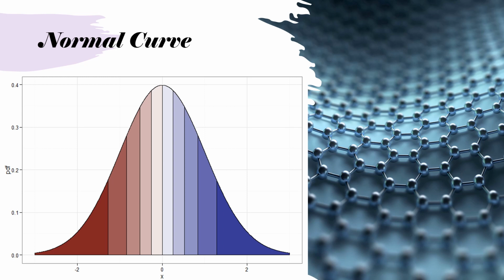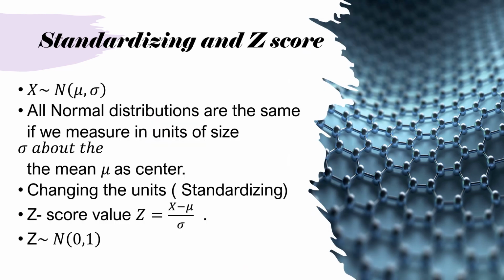So the normal curve is always represented by N(mu, sigma), where mu is the mean and sigma is the standard deviation. Now, when X is a normal curve with mean mu and standard deviation sigma, we know that all normal distributions are the same if we measure in units of size sigma about the mean mu as center.